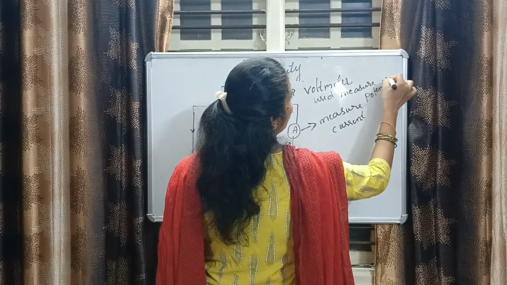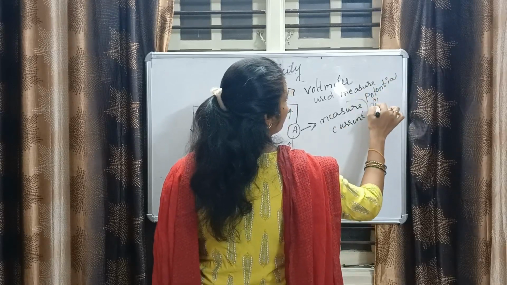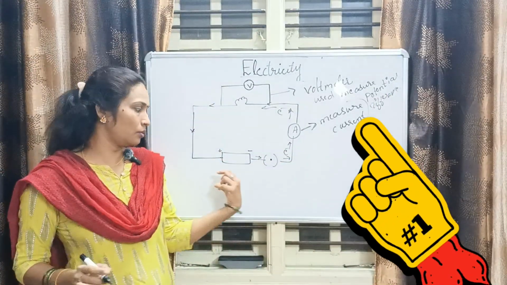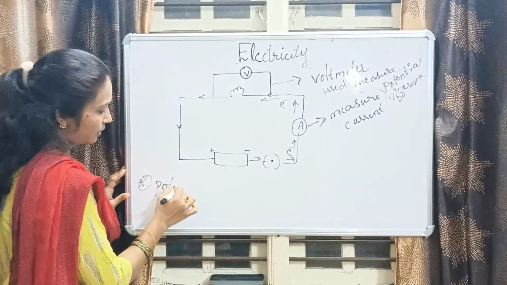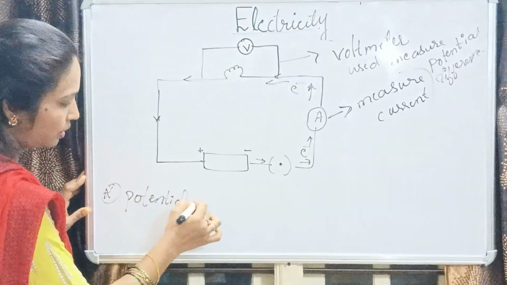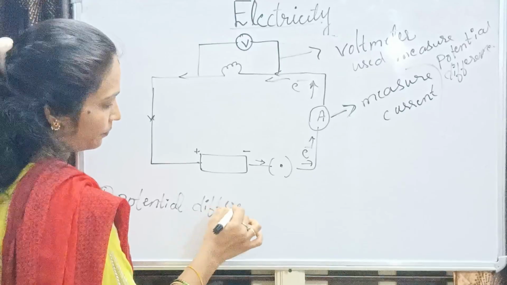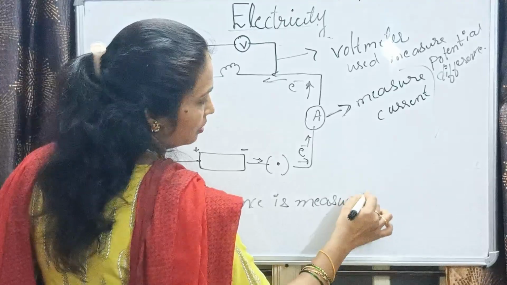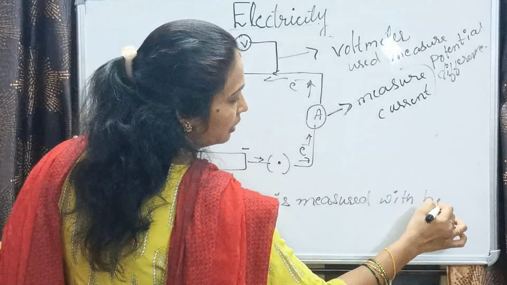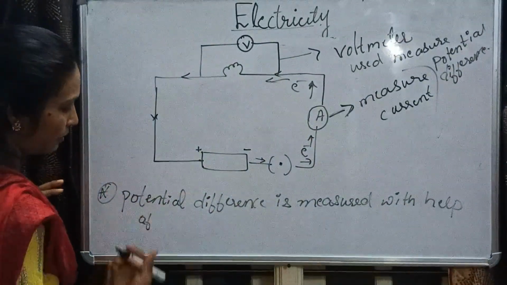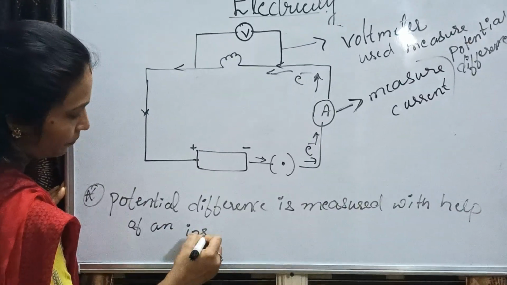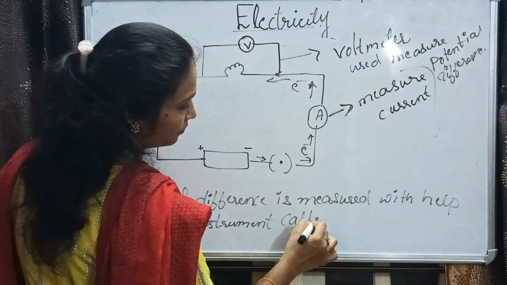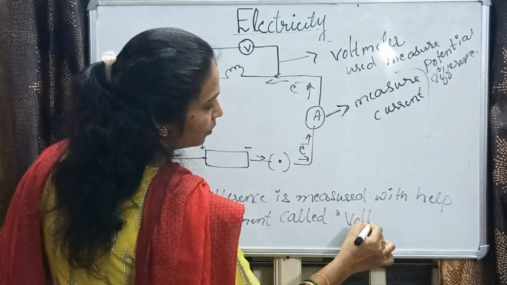Voltmeter is an instrument used to measure what, guys? Potential difference. This is very important. Note down this one. One point. Potential difference is measured with the help of an instrument called what, guys? Voltmeter.